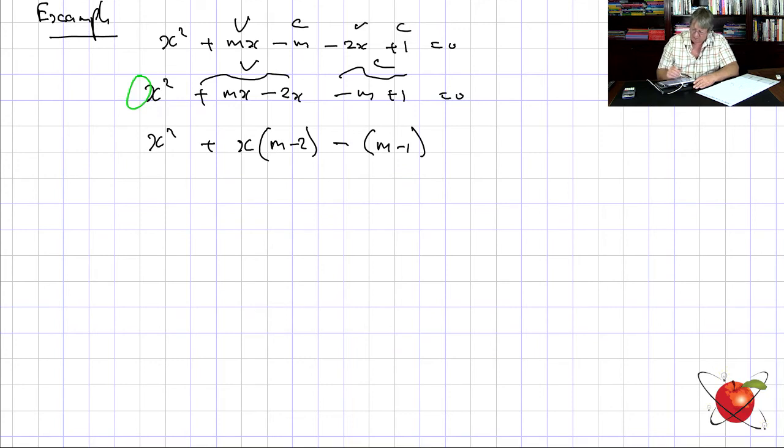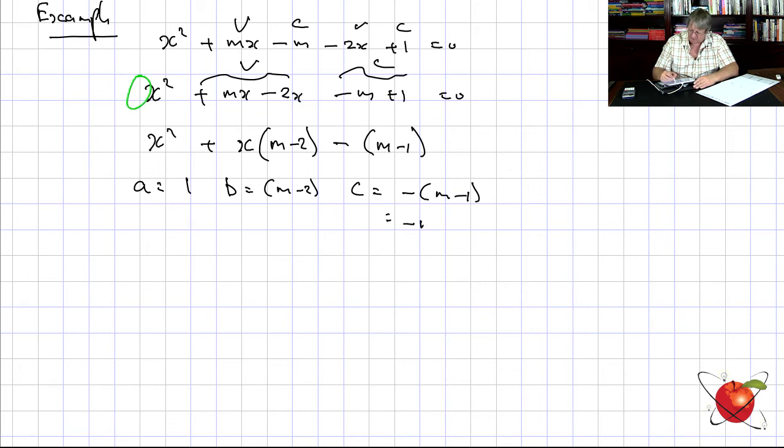So now a is 1. B is equal to m minus 2. And c is equal to minus m minus 1. Can you see? That's why it makes no difference, because that is in effect minus m plus 1, or 1 minus m. Same thing, correct? I just want to get rid of that before we end up multiplying it by something. That is the same as 1 minus m. No difference. Now I can find the discriminant.